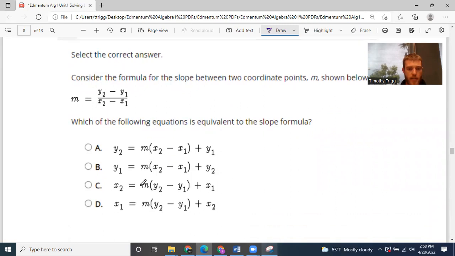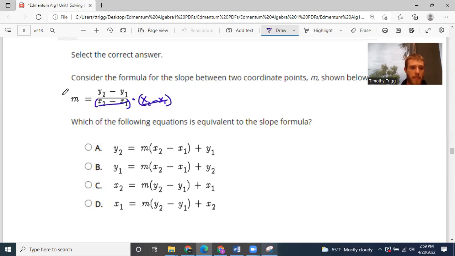And we want to see which of these is a correct way to solve for one of these variables. Okay, I see the answer. Well, what I would do is, see how this has a fraction? This denominator here is x sub 2 minus x sub 1. So I'm going to go ahead and multiply by that denominator, x sub 2 minus x sub 1.